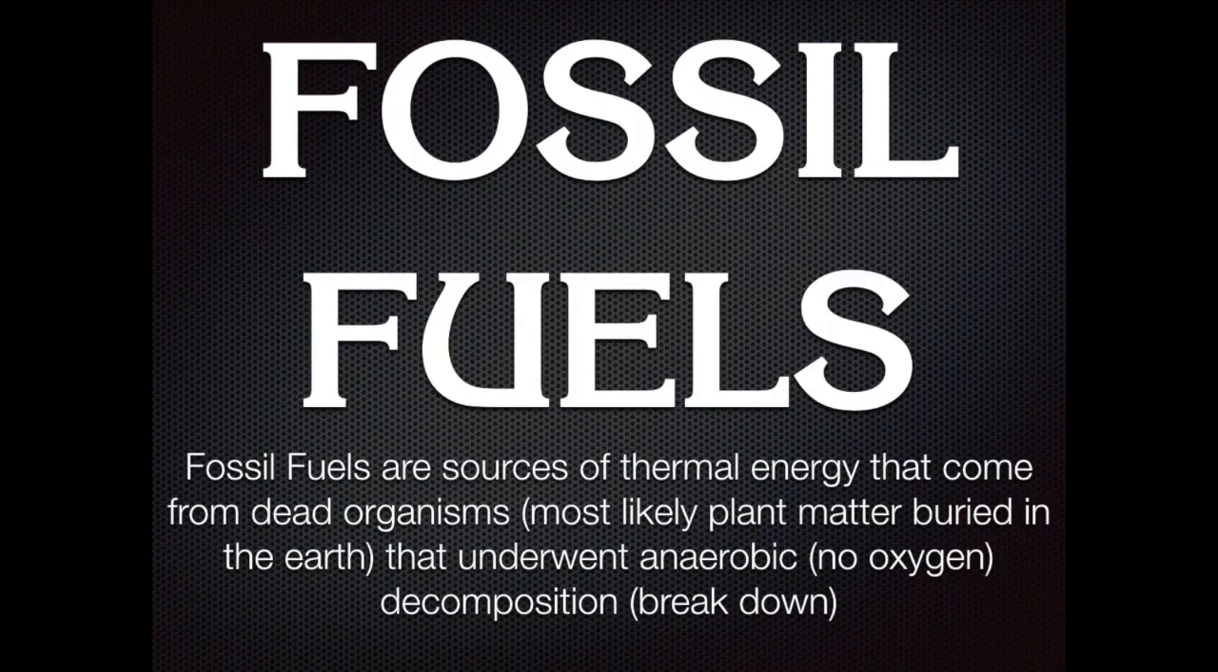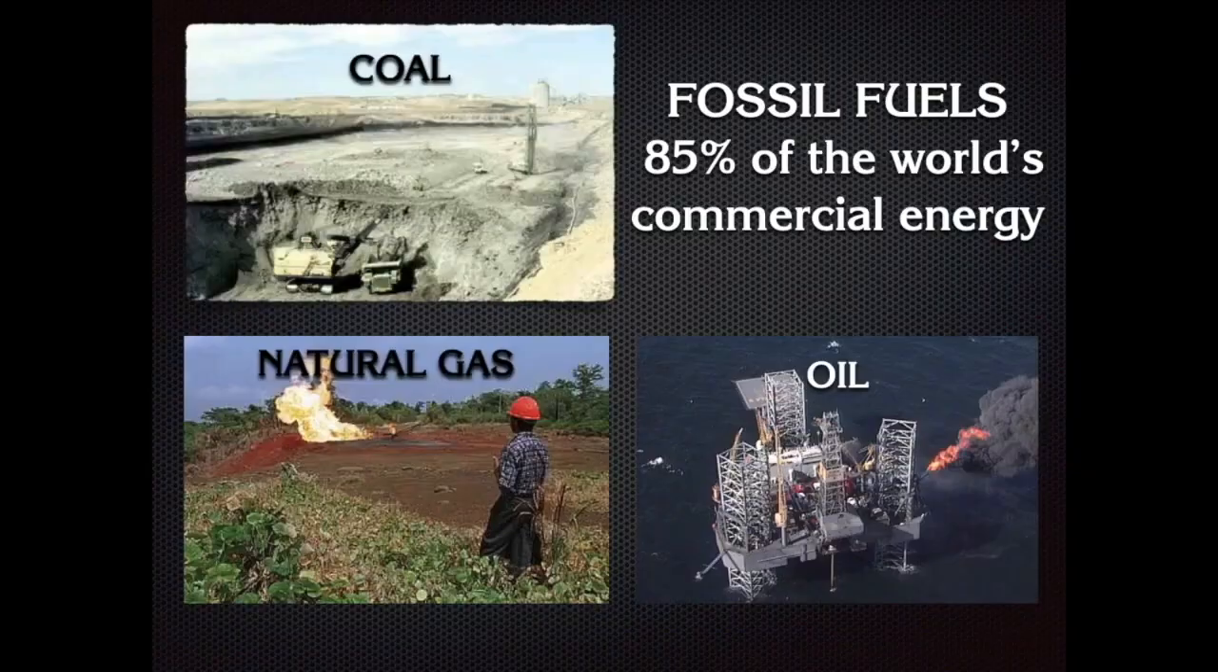Fossil fuels are sources of thermal energy that come from dead organisms that went through some anaerobic decomposition, or some anaerobic breakdown. Anaerobic means without oxygen. So the focus here is that these can be fossilized trees, fossilized plant matter such as coal, or even microorganisms that are compressed and broken down into petroleum, which is oil. Three examples are coal, natural gas, and oil.